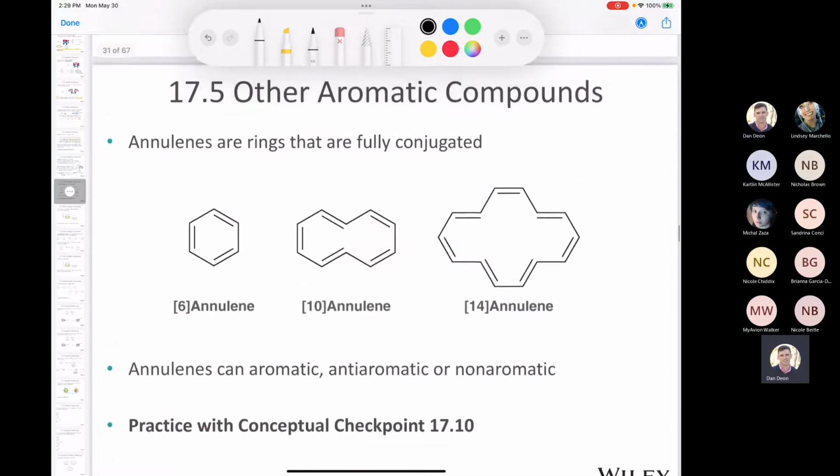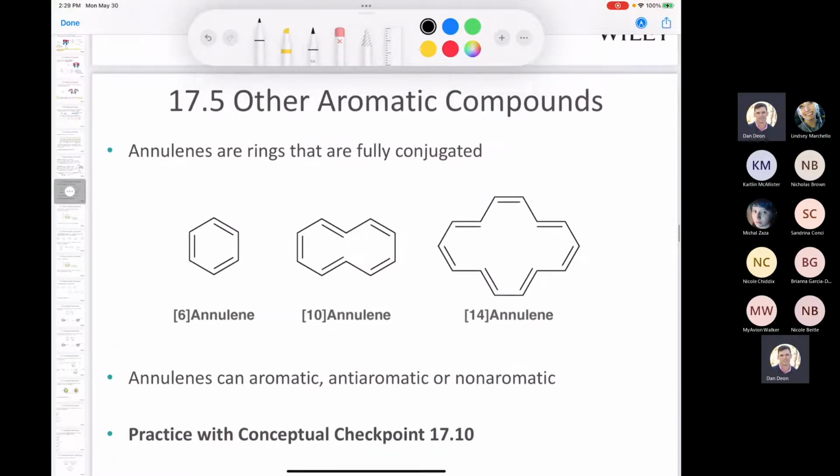All right. Well, let's talk about annulenes. And annulenes are rings that are just completely conjugated. So double, single, double, single, double, single. And annulenes can be aromatic, anti-aromatic, or non-aromatic, depending on the annulene. Now, if we have 6-annulene, well, that's benzene. And we know that that is a planar compound. It has a continuously overlapping system of p orbitals. It satisfies 4n plus 2, where n is equal to 1, so that's good.